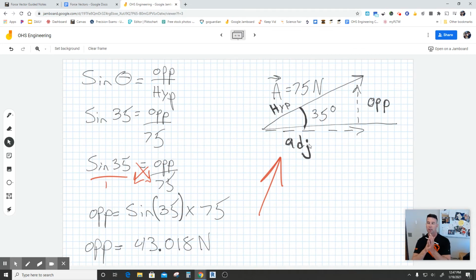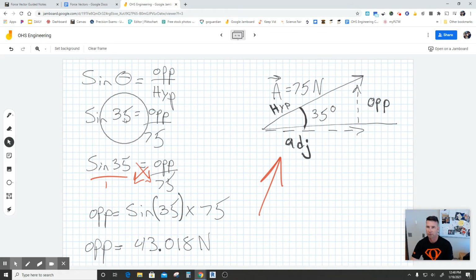Really important in things like bridges, right? Like our balsa wood bridges in class. So I just randomly picked sine first. You can do sine or cosine first. Write my equation and substitute my values that I know.